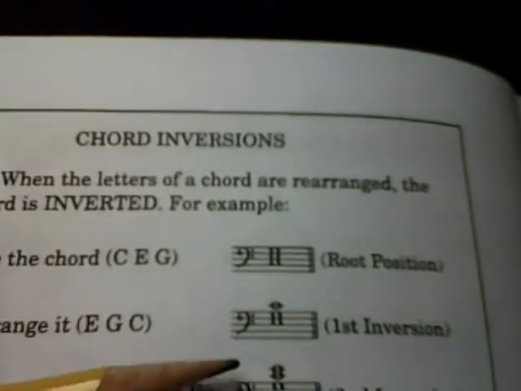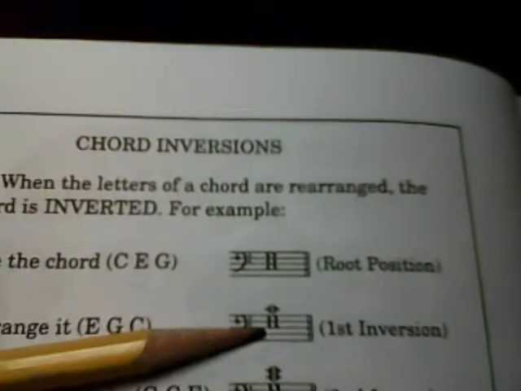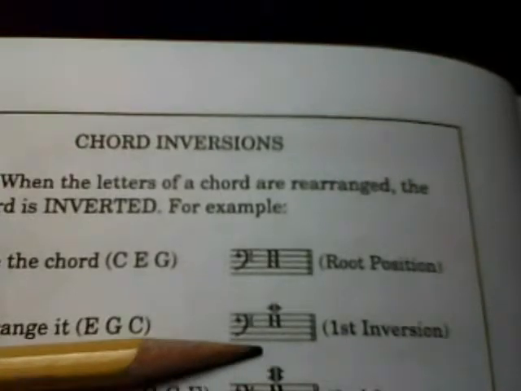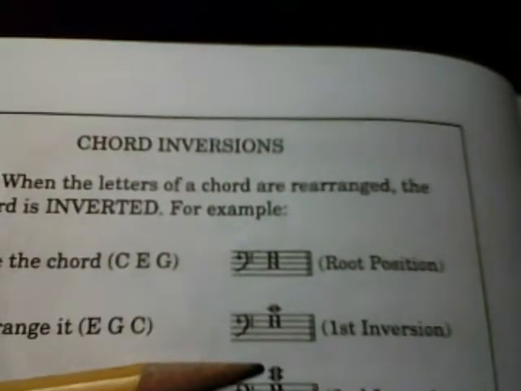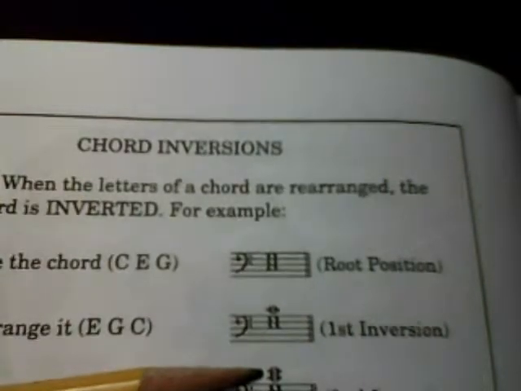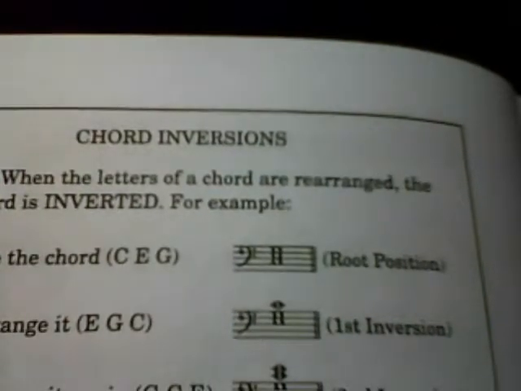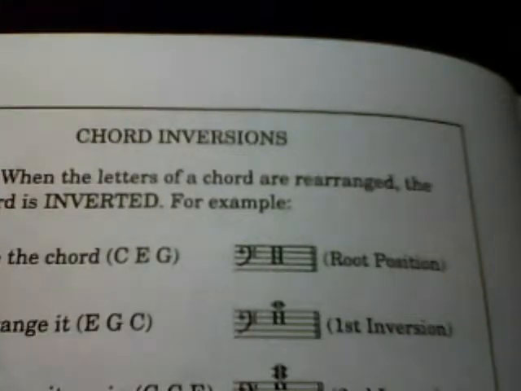And then a second inversion, we take the bottom note again, and we move it to the top. So that is the E there, gets moved to above the C. That's a second inversion, and so forth. You could do that all the way up the keyboard. Whatever is the lowest note, make it the top note. And in this song here, we're going to do a little bit of that.